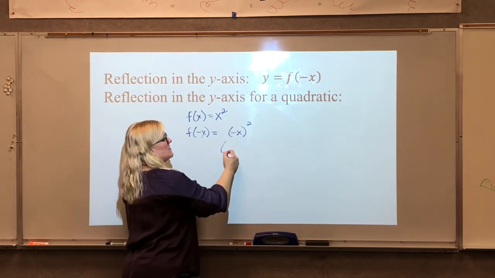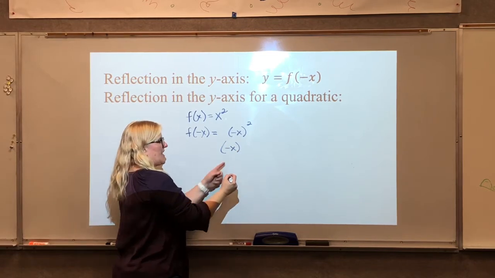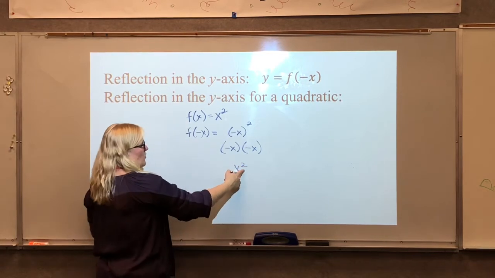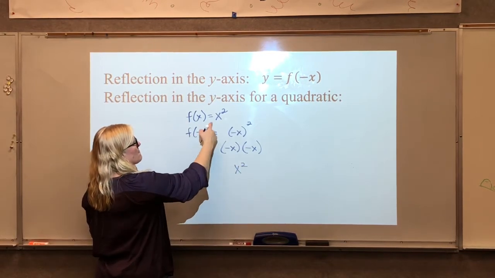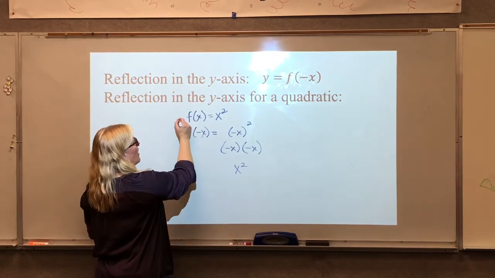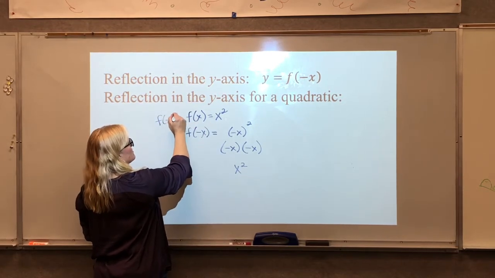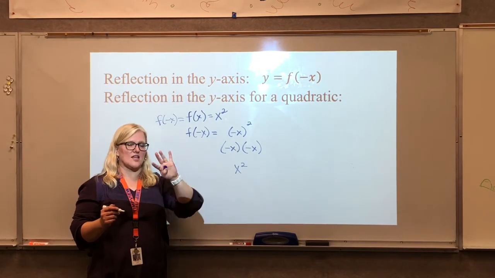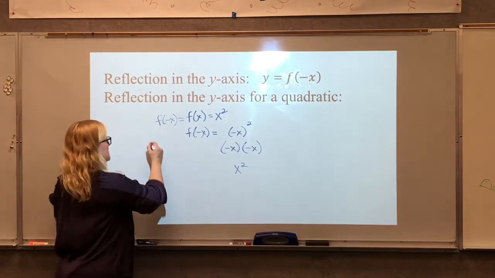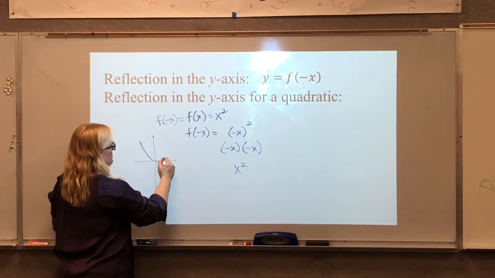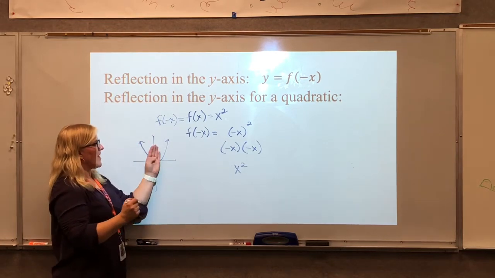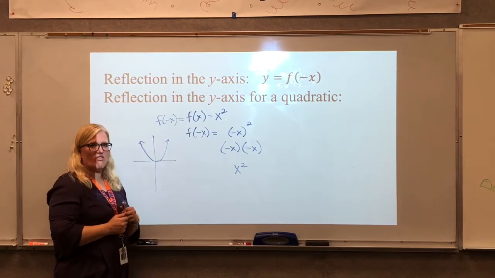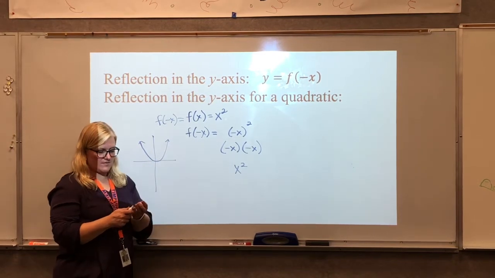And if I multiply negative x times negative x, that gives me a positive x squared. Okay? So f of x equals x squared also equals the same function where it's reflected over the y-axis. And that makes sense. If I graph this and I were to reflect this over the y-axis, if I were to go like that, you would get the same thing, and that's why this works like this.